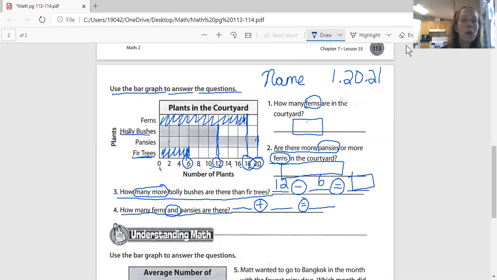All right. How many ferns and pansies? Well, first we need to find ferns. Look up in the list. Ferns are at the top. Come all the way to the end, all the way down, and I see my number is 18. So 18 goes right here. And it says pansies. I look all the way to the end of the pansies. Wow, 20. So there's my answer right there.